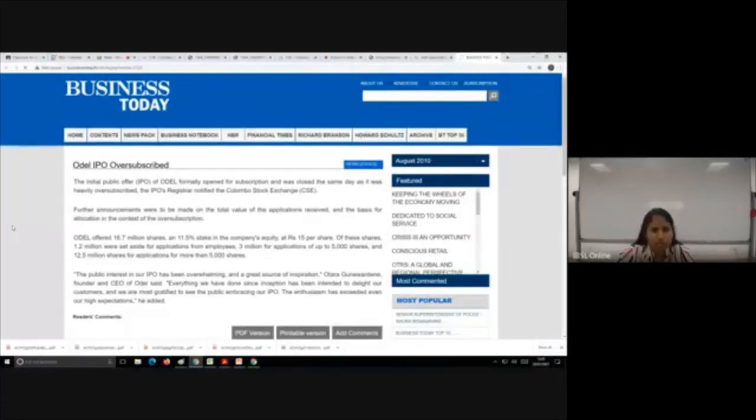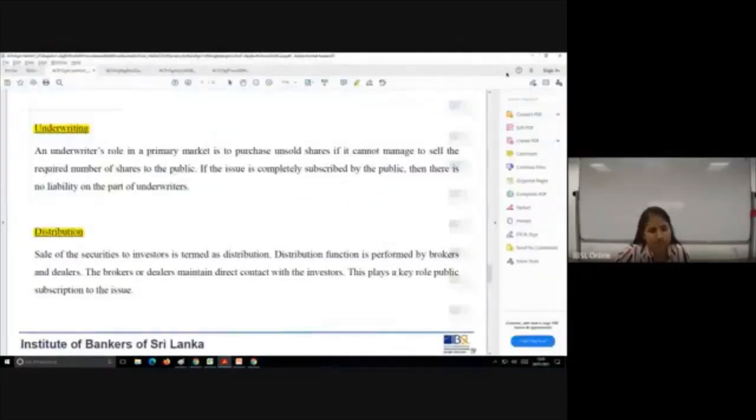So why is this oversubscription important? Because this oversubscription will act as a positive environment for the company. It will create goodwill for that entity. What is the goodwill that it creates? It shows that the investors are so confident about the future of this company. Investors trust this company. That's why they want this share. They're demanding this share more. So that's a positive factor that's going to improve the image of this company.